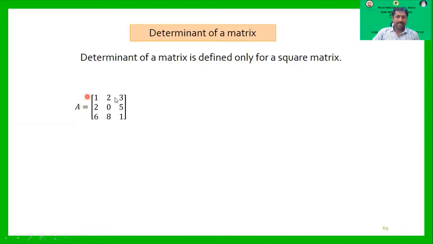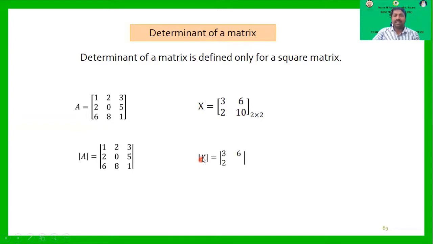Now A is a matrix of order 3 by 3. Its determinant is written by putting two vertical lines on either side of this capital letter A, and this square bracket is replaced by two vertical lines. So this is the determinant of matrix A. Now X is a matrix of order 2 by 2. Its determinant is written with the square bracket replaced by two vertical bars or two vertical lines. So matrix and determinant have differences.